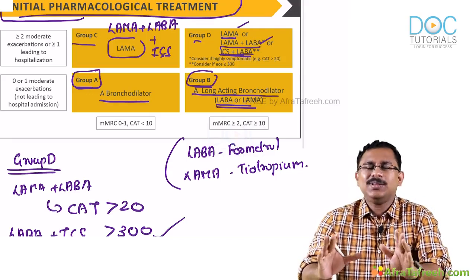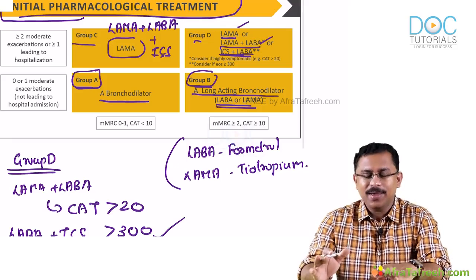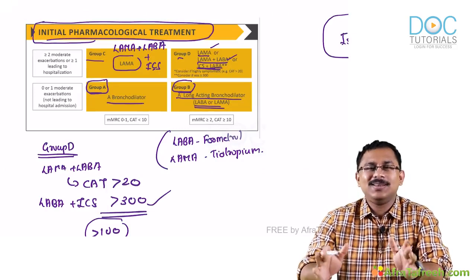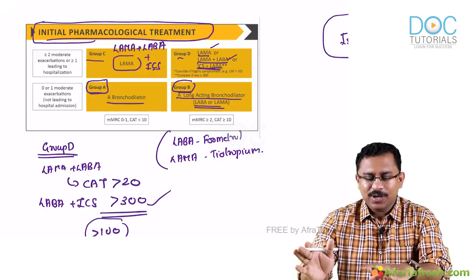Very clear? Now this should be very, very clear, because in the exam you have got to learn this. You have got to learn this. There is no other go. You've got to learn this table. Okay? Alright.